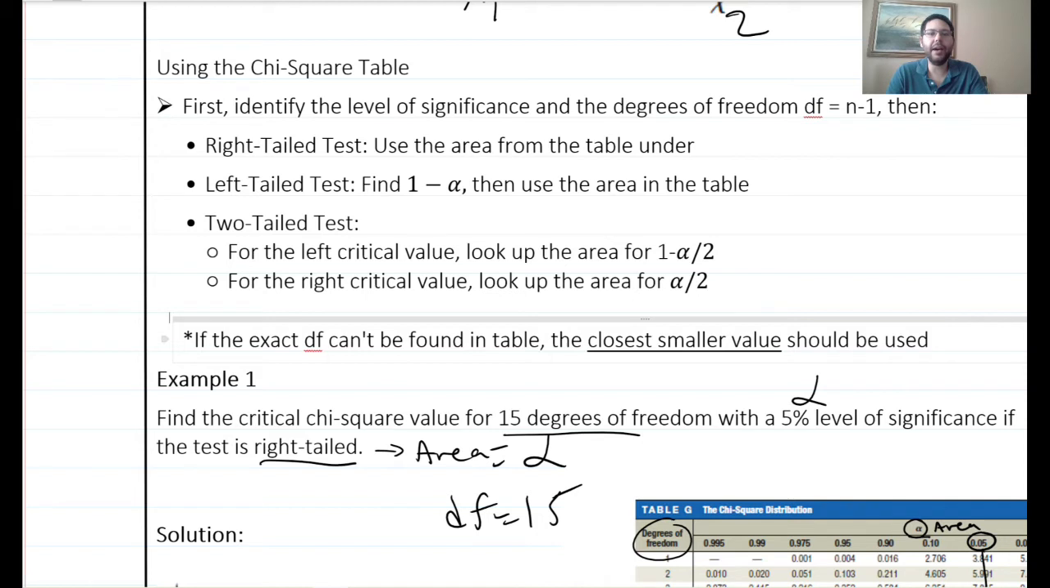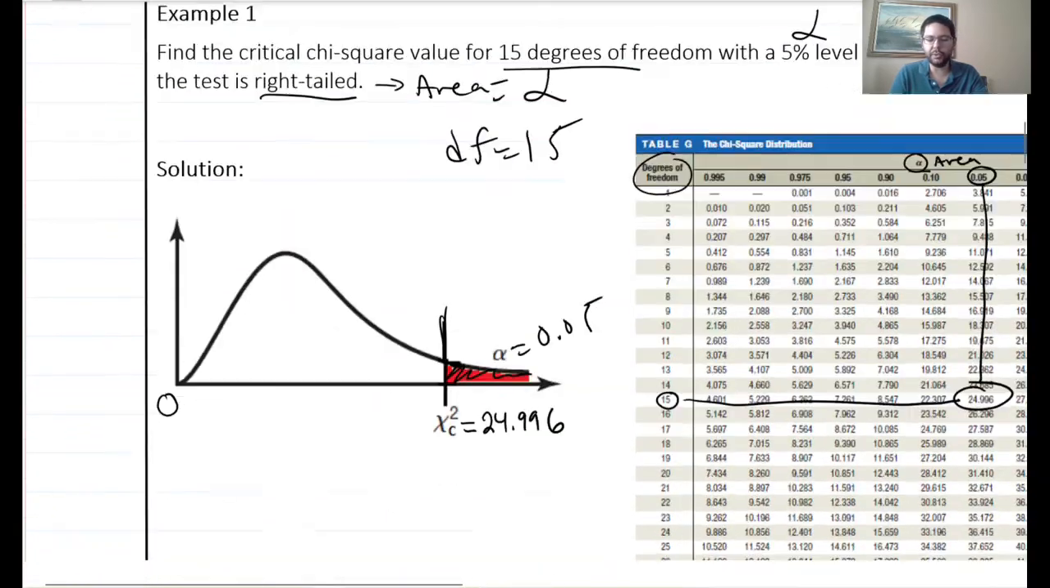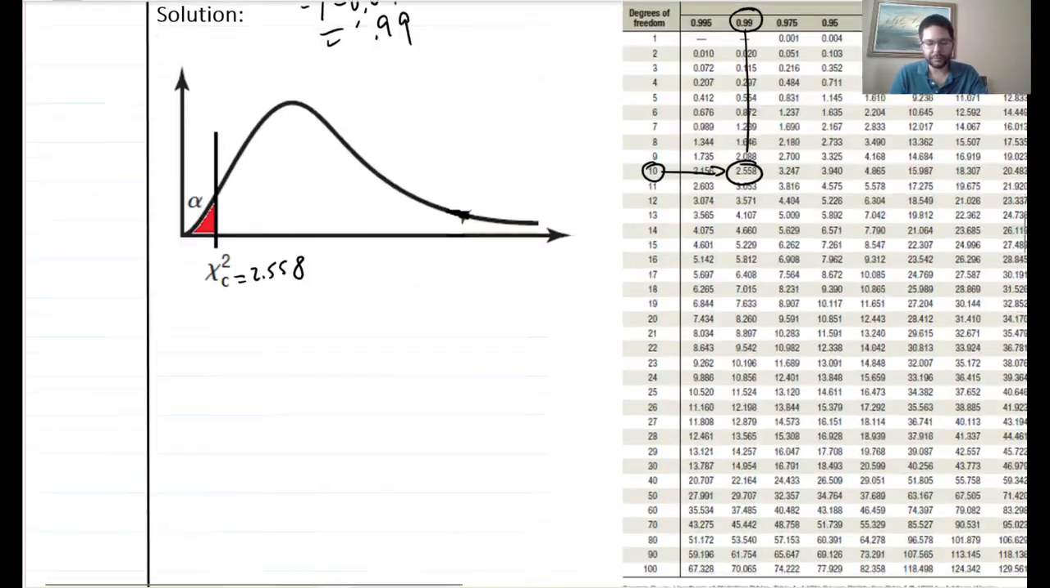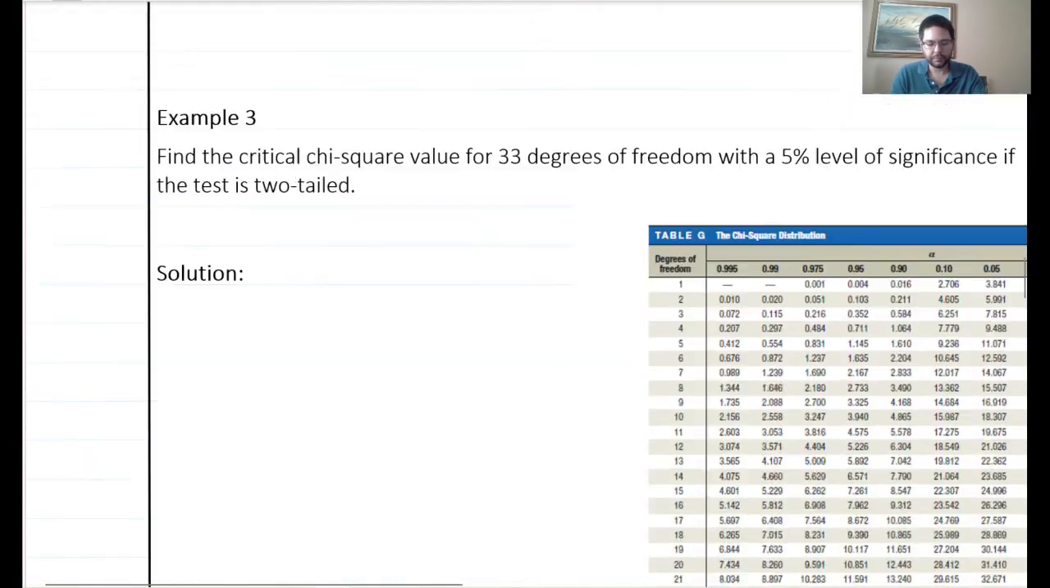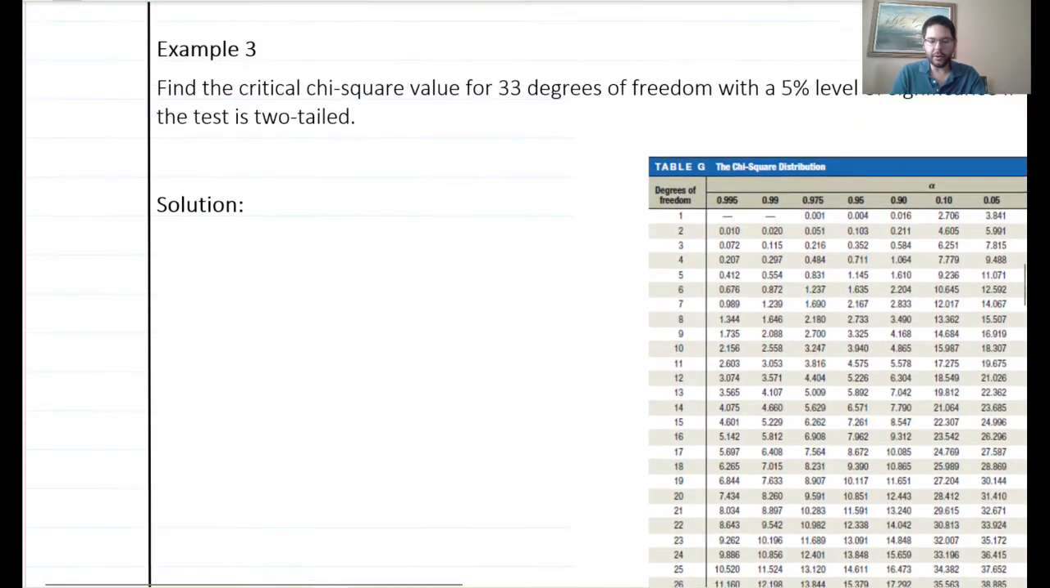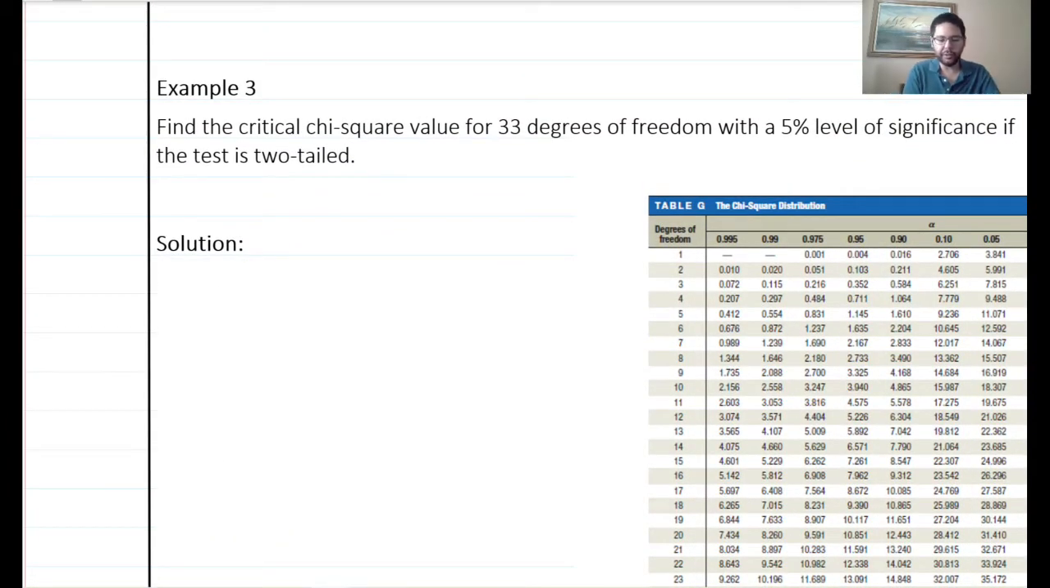Okay, so we'll do an example. Example 3 will actually use this bullet point. Okay, so here our degrees of freedom is 33. So we have df equals 33. We got a 5% level of significance, so that's my alpha. And it's a two-tailed test.